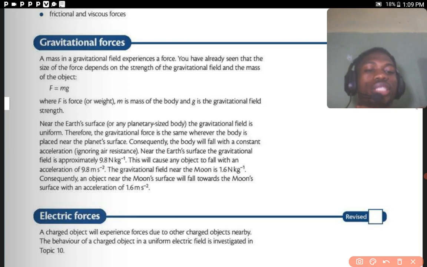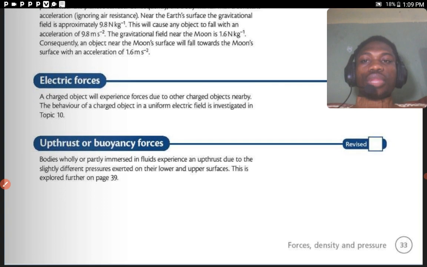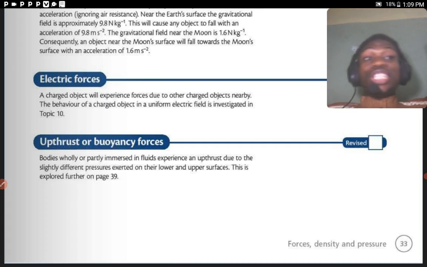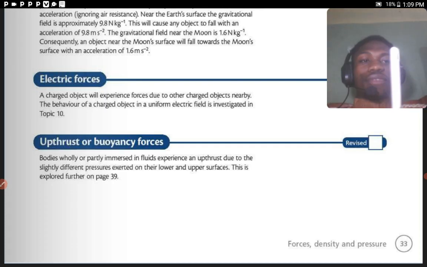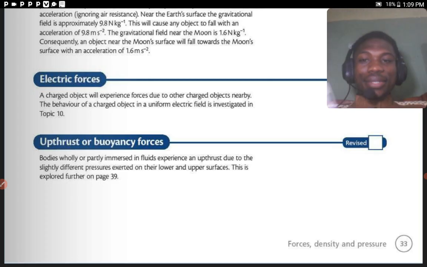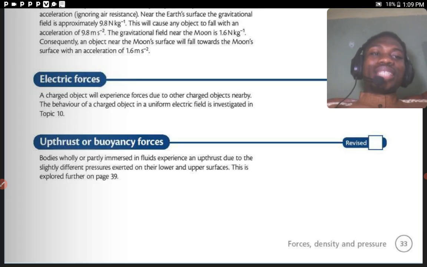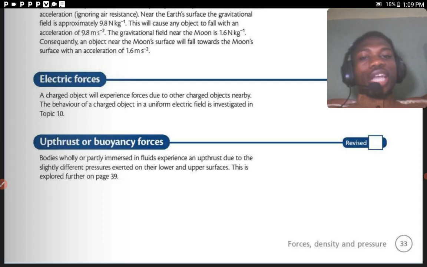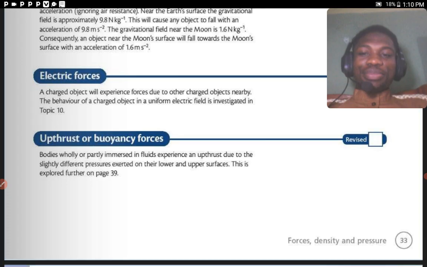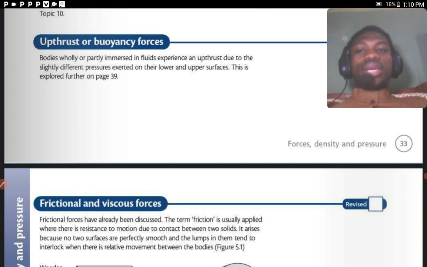Electric force. Electric force is a force that a body experiences due to its charge. Electric force will only exist between charged particles. A charged object will experience forces due to other charged objects near it. The behavior of a charged object in a uniform electric field is investigated in our further studies. As we continue, we will look at the electric field, and that is where you will really understand the study of charges.